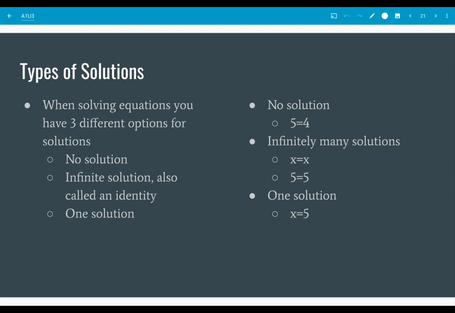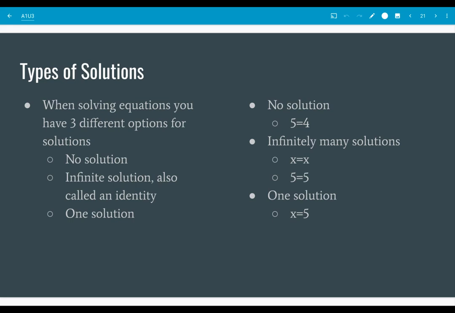There could be no solution, such as 5 equals 4. That's not true. You could have infinite solutions. Sometimes we also call this an identity. So if you're solving a problem for a variable, you might end up getting x equal to x, meaning any number would satisfy the equation. Same would be true if you got something like 5 equals 5, a truth value, for instance. That's an identity or infinite solutions.